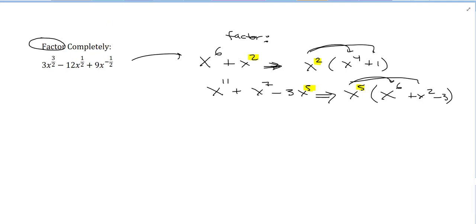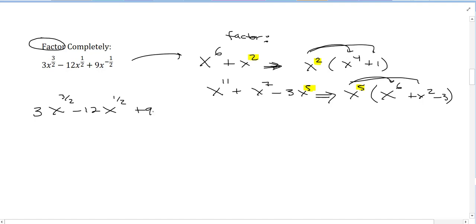So back to our problem here, I have 3x to the 3 halves minus 12x to the 1 half plus 9x to the negative 1 half. Right? They all have x to a power. So which one do we take out? We're going to take out the one with the smallest power. So which is the smallest? 3 halves, 1 half, or negative 1 half? Negative 1 half is the smallest power, so that's what we're going to take out.